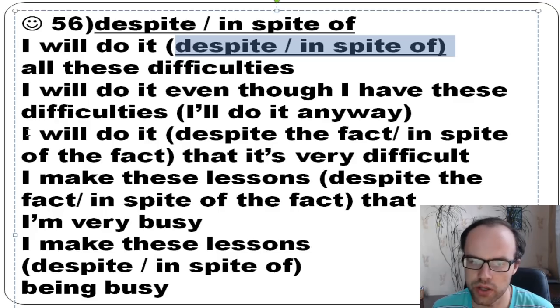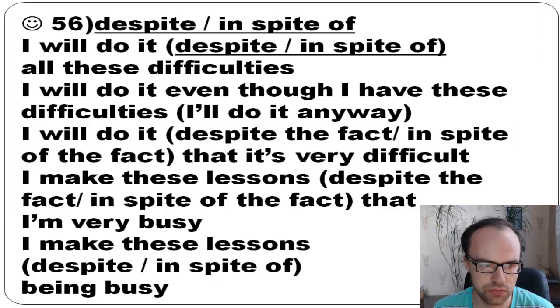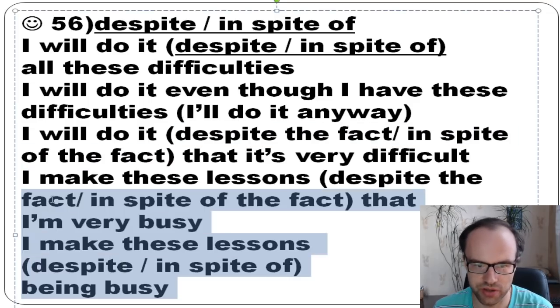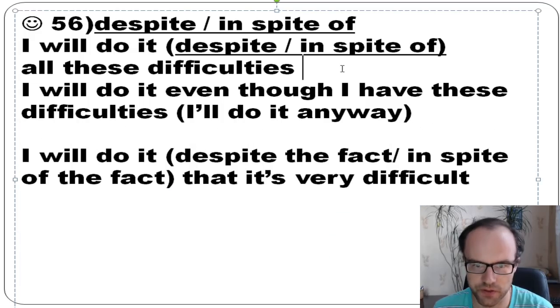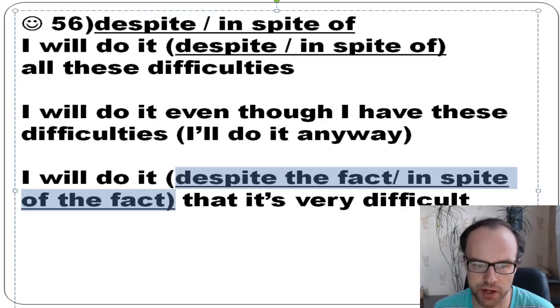Next. Or you can use another structure, despite the fact or in spite of the fact. Okay? Look, I think that there is too much information here, yeah? I think it's better now. Look, I will do it despite the fact or in spite of the fact that it's very difficult. It's another structure. So you can say despite, in spite of something, or despite the fact or in spite of the fact. So I will do it despite the fact or in spite of the fact that it's very difficult, okay?